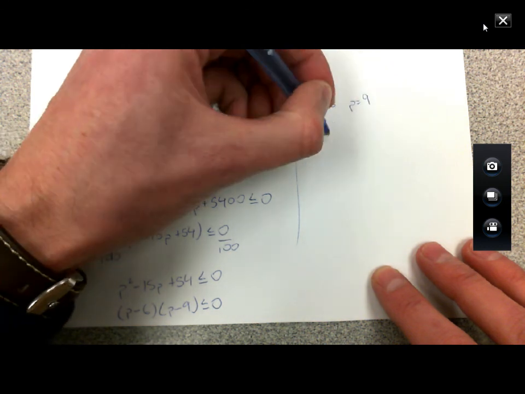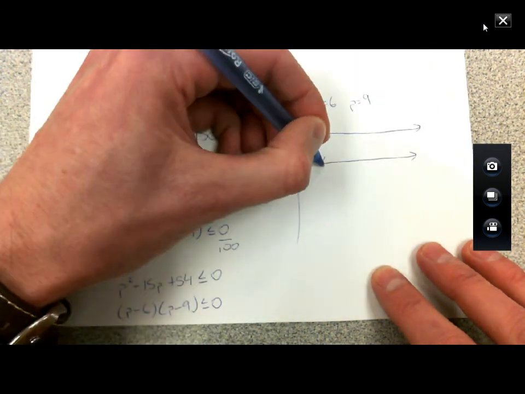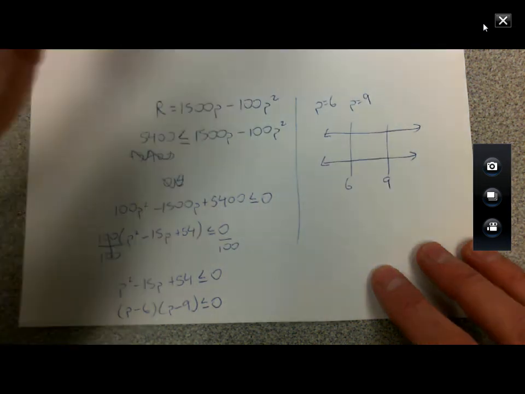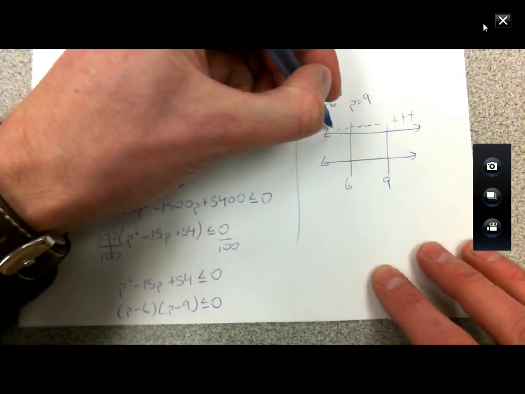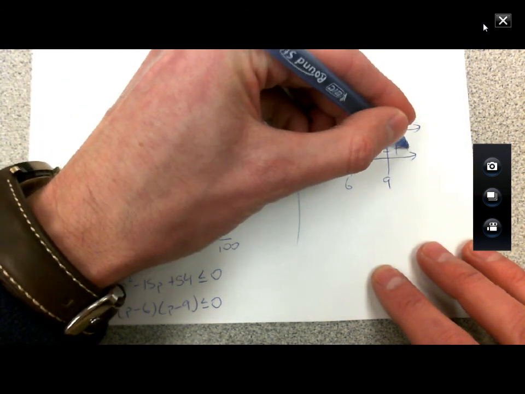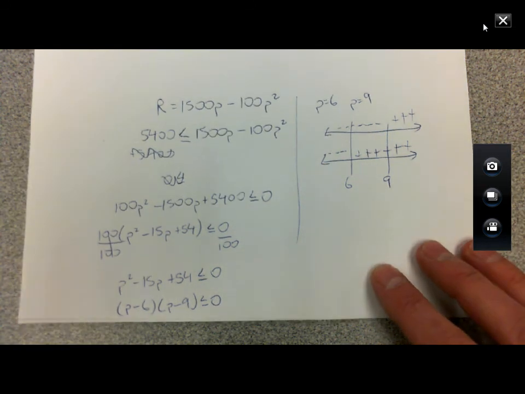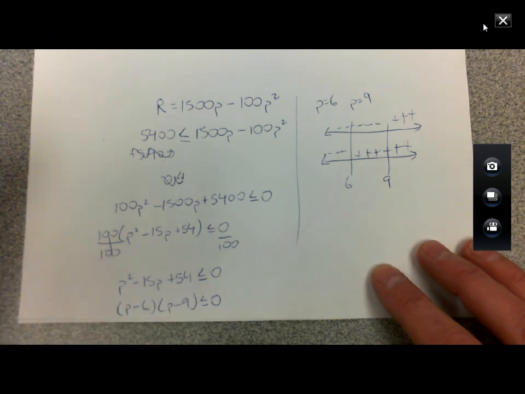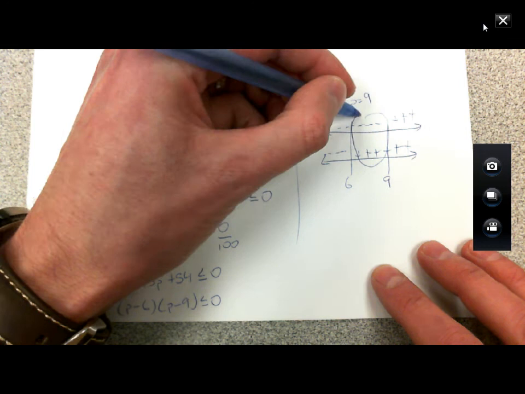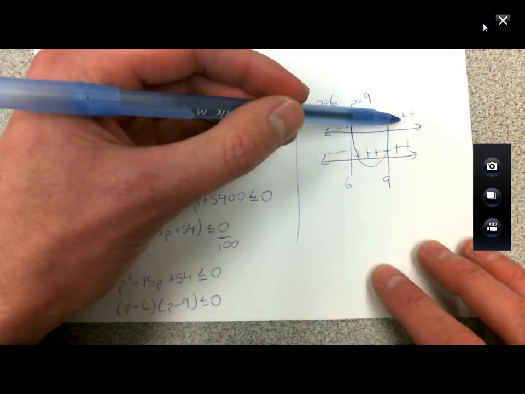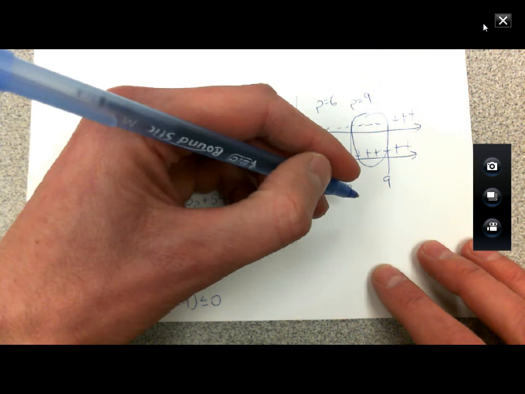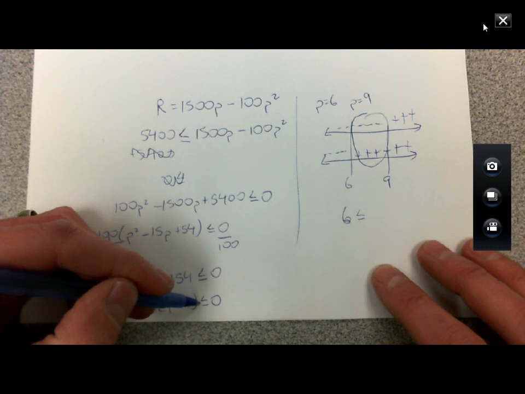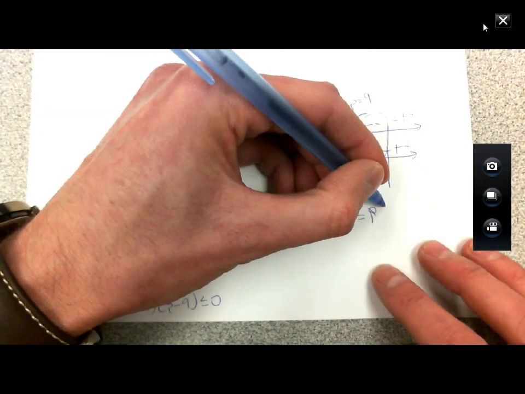I'm going to use those two numbers anyways to help me figure out the graph. Greater than 9 positive, less than 9 negative, greater than 6 positive, less than 6 negative. Okay. I want the product of these two to be less than or equal to 0. Less than 0 is going to be in here because a negative times a negative is positive, positive times positive is positive, and negative times positive is negative. So 6 less than or equal to p, less than or equal to 9, because it is less than or equal to there.